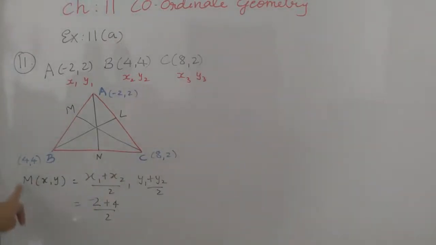First I write M(x, y), the coordinates of point M. The formula for the midpoint is (x1 plus x2) by 2 and (y1 plus y2) by 2. Substituting x1 as minus 2, x2 as 4, y1 is 2 plus 4, divided by 2. So 4 minus 2 is 2, 2 by 2 is 1, 2 plus 4 is 6, 6 by 2 is 3. So I get coordinates 1, 3. Point M's coordinates will be 1, 3.